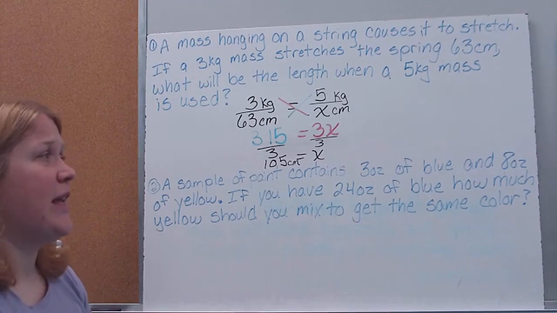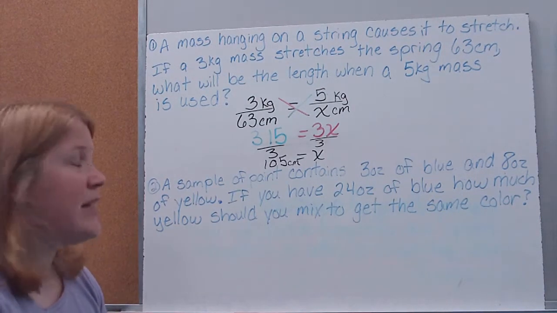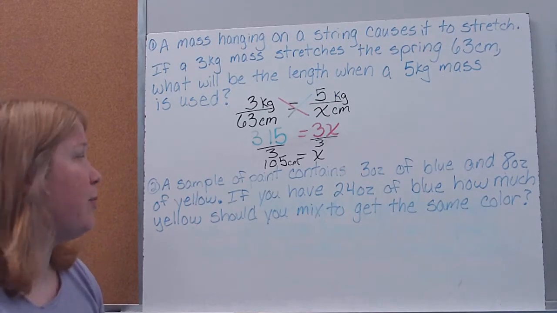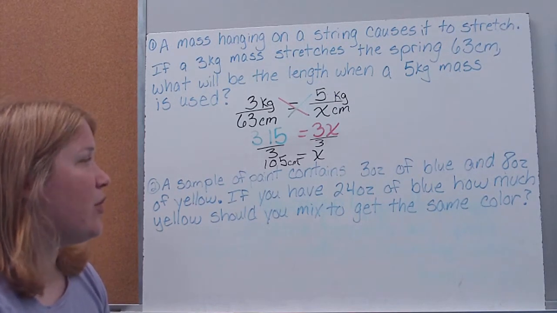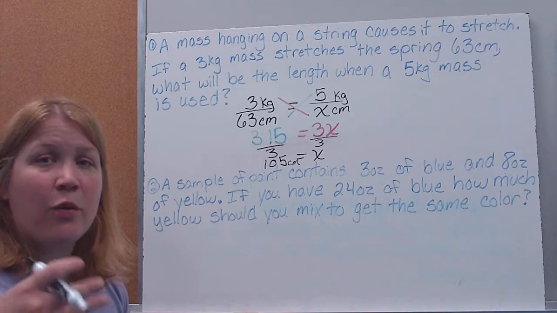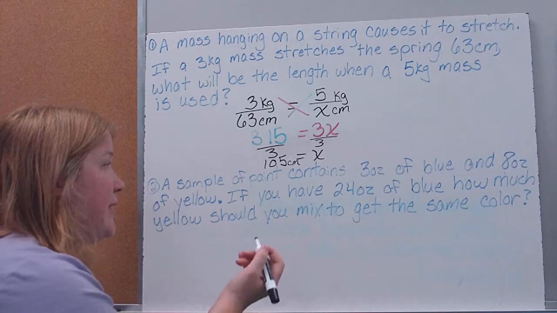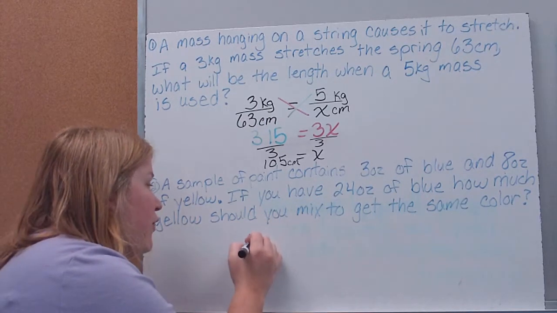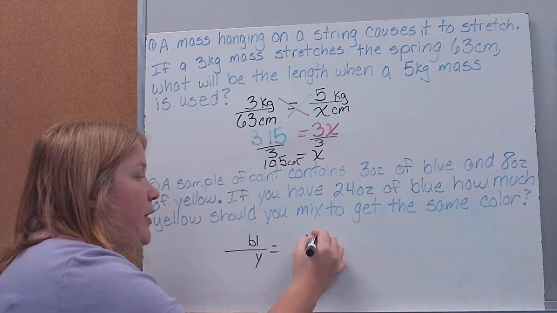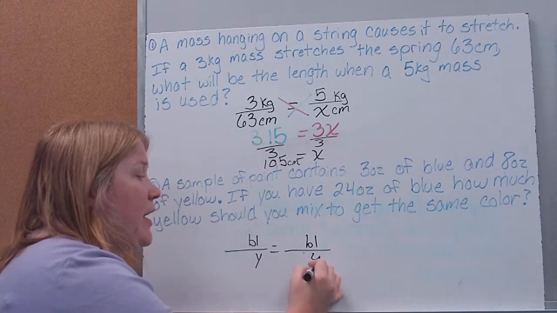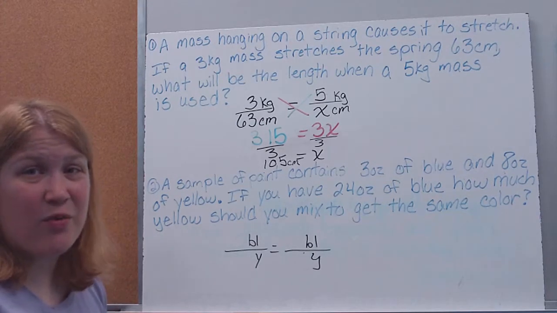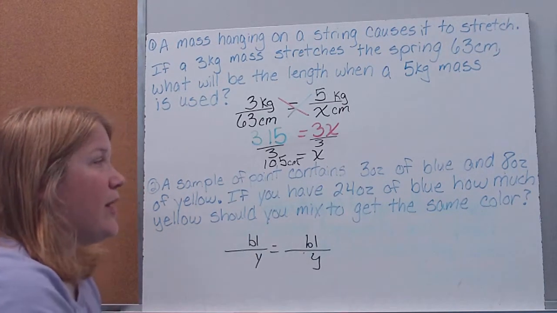A sample of paint contains 3 ounces of blue and 8 ounces of yellow. So if you have 24 ounces of blue, how much yellow should you mix to get the same color? So again, it doesn't matter which one I put on top as long as I'm consistent. So they labeled blue first. I'm going to put the blue on top, the yellow on bottom. I'm going to put the blue on top on the other side and the yellow on bottom. And I'm labeling that just to make sure I put everything into the right spot. Blues both go on top.